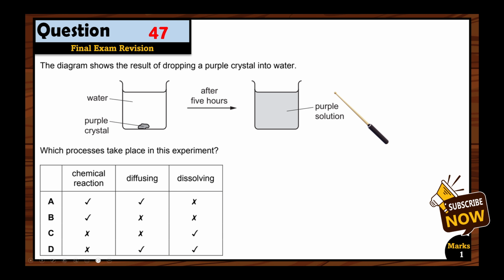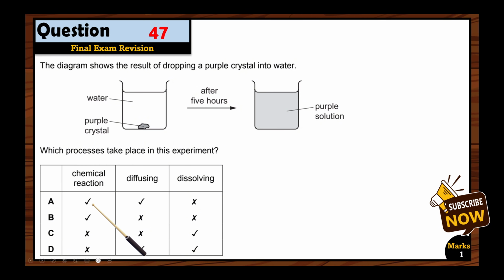Okay, so this is also a process of diffusion, or we can say dissolving. Usually in our terms, we say dissolving whenever you are dissolving a solid in a liquid, but we can also call it diffusion, because if you see, the color has changed, okay? And this is not a chemical reaction, because the color has changed and the crystal is just dissolved in the water.